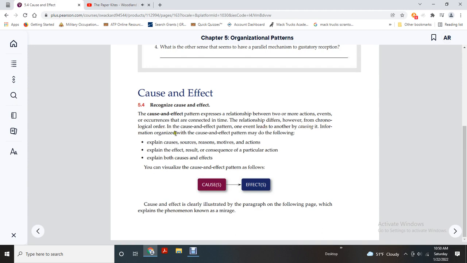Information organized with the cause and effect pattern may do the following: explain causes, sources, reasons, motives, and actions; explain the effect, result, or consequence of a particular action; explain both cause and effect.